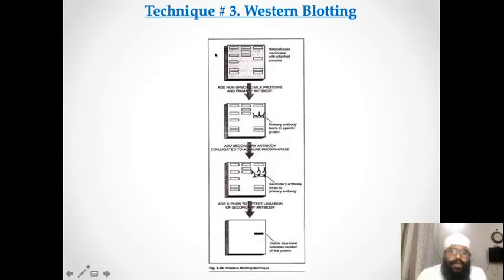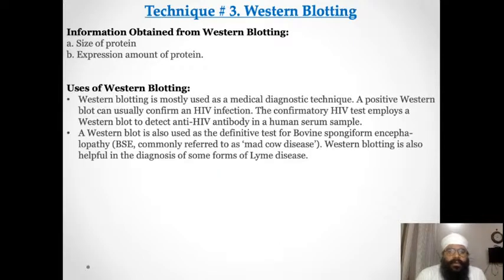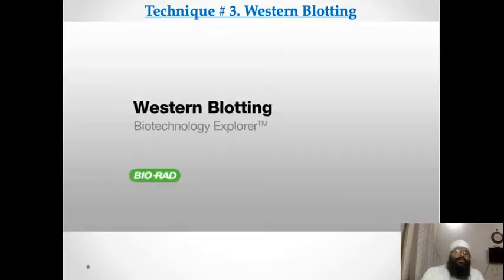So that's how you have a nitrocellulose membrane with attached proteins. First you add the primary antibody to it, then the secondary antibody, then you can see the label pattern of the specific results. So we get information about the size of protein and the amount of protein expression, and we get to know about HIV infections. We can get to know about bovine spongiform encephalopathy, so mad cow disease. So it helps to get to know about various serious diseases.